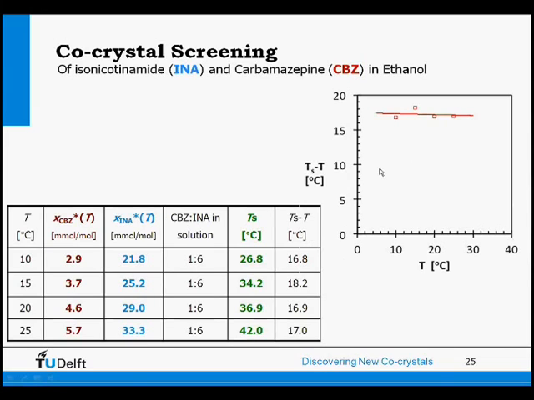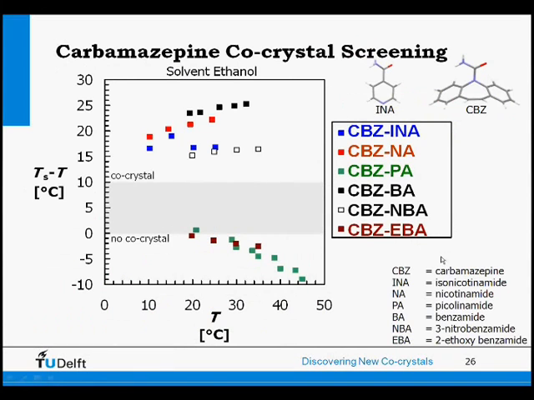And then you get the graph that is on this slide, and you get the 4 points that are somewhere around 22 degrees on the y-axis, so saturation temperature minus reference temperature. And the nice thing of this graph is that you can also plot other systems in this graph. So you can actually summarize your whole screening procedure within one graph.